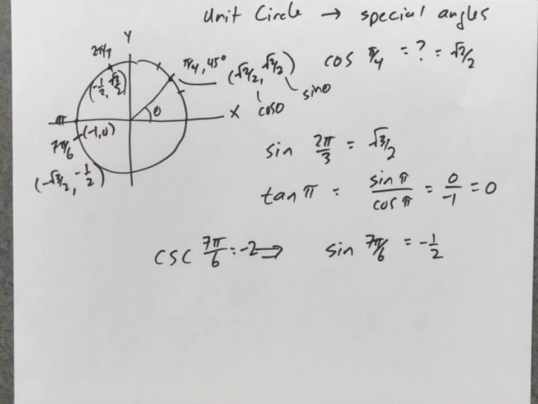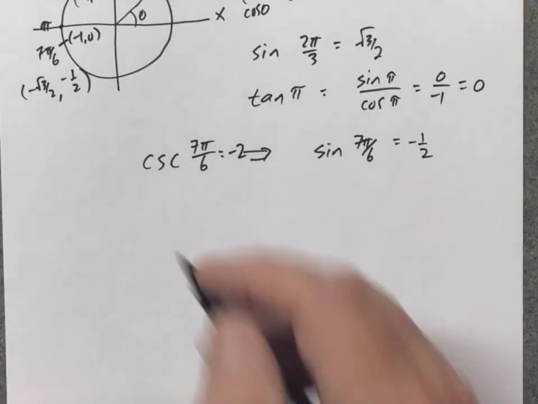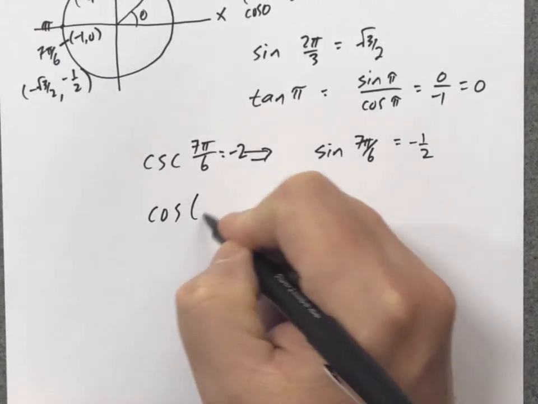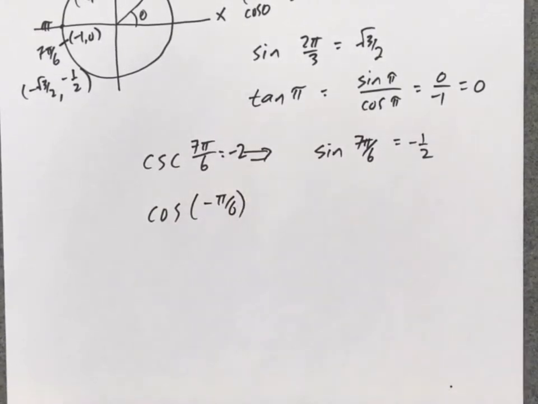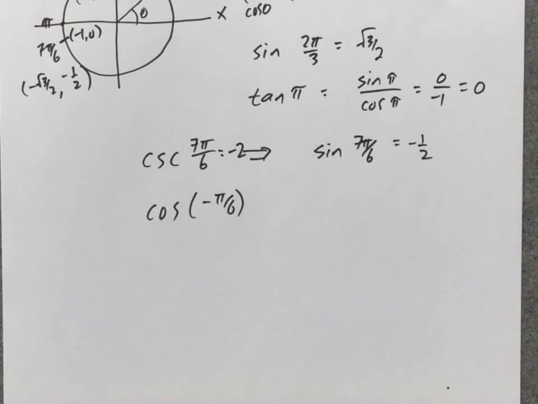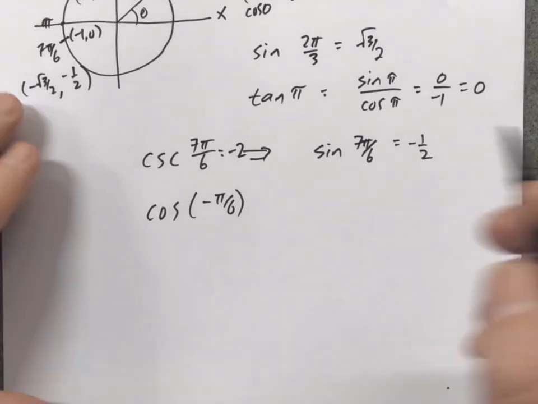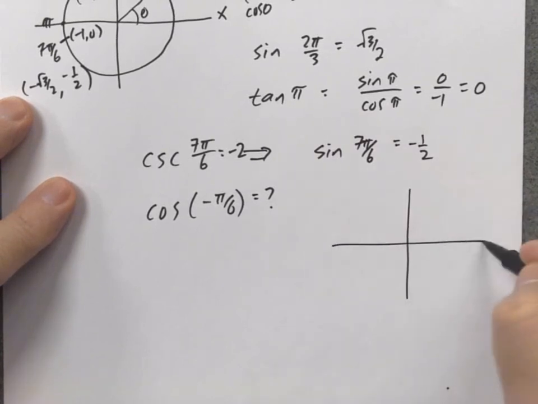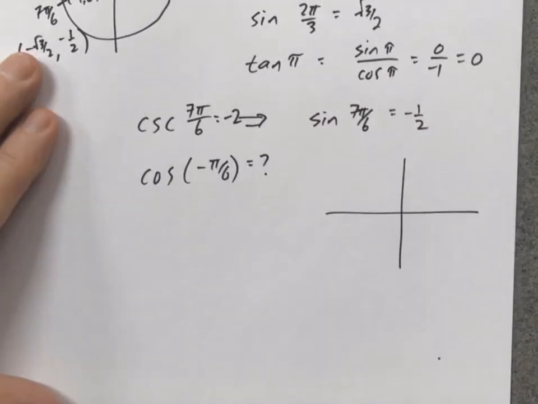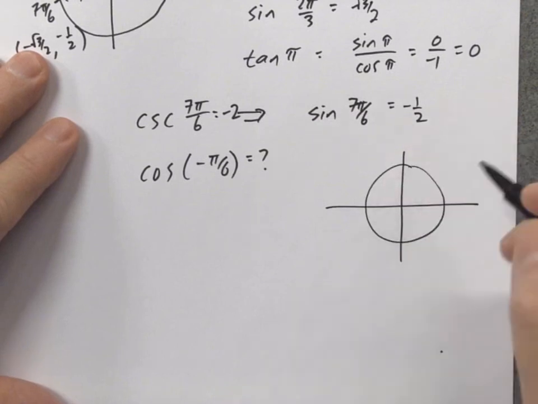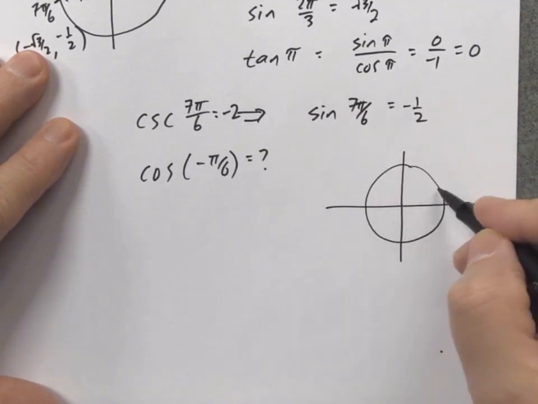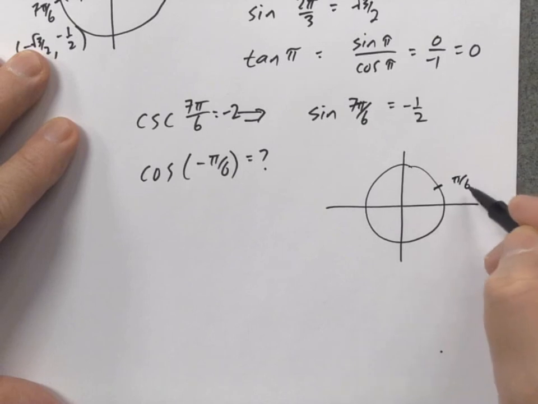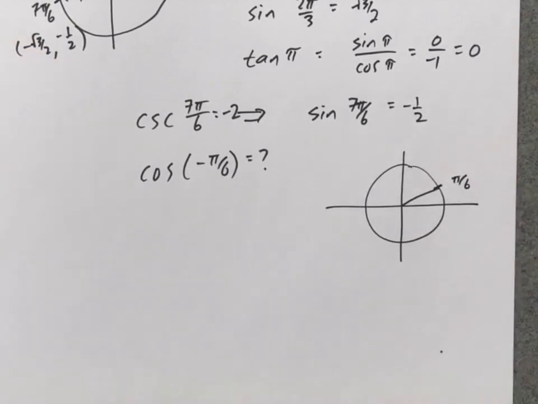Any more interesting ones? All right, how about this? Sometimes you may be asked to find cosine of a negative special angle. Cosine of negative pi over 6. Now normally in the unit circle, we don't have negative angles. So pi over 6 is right here.